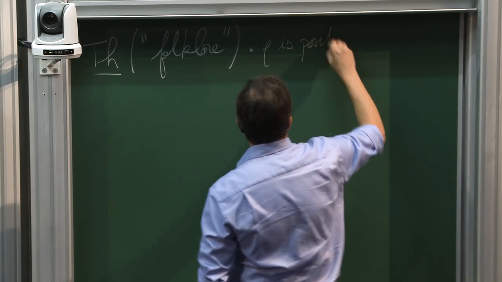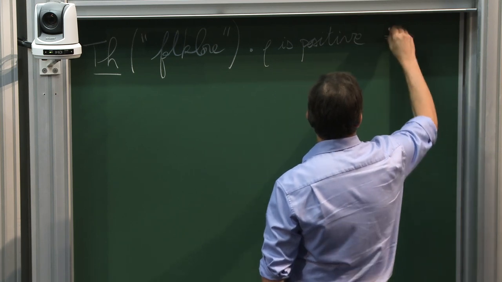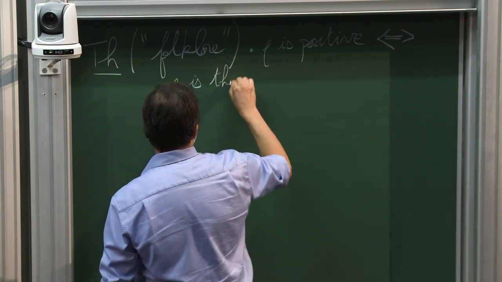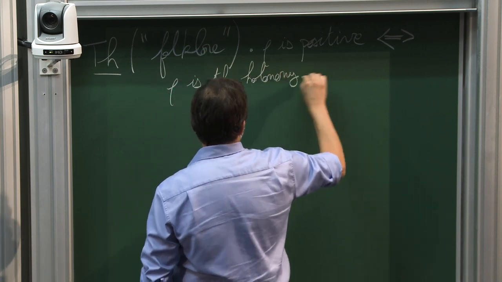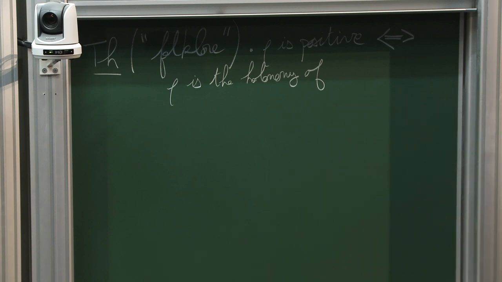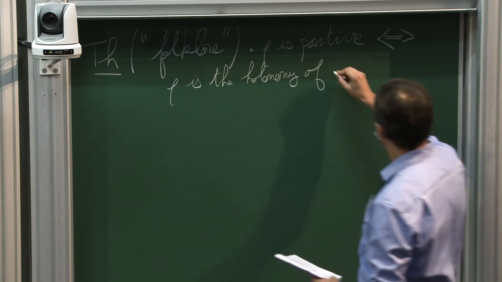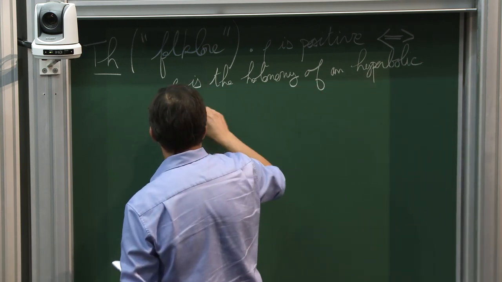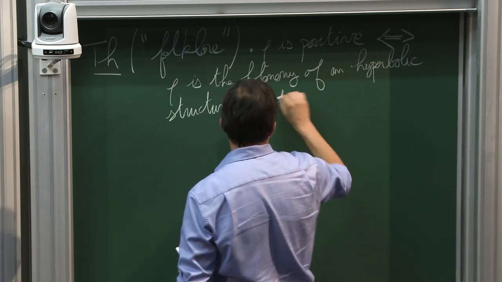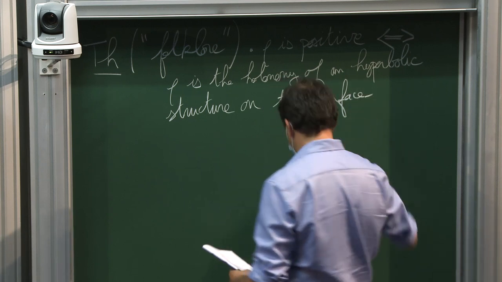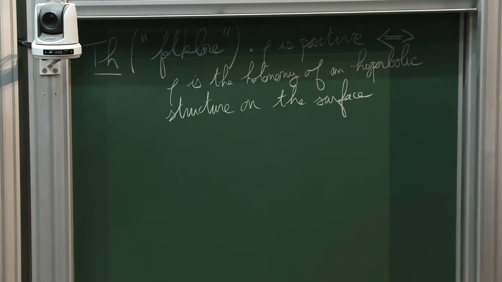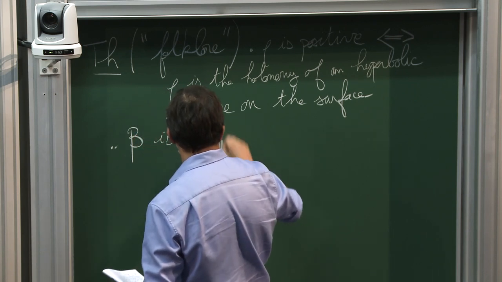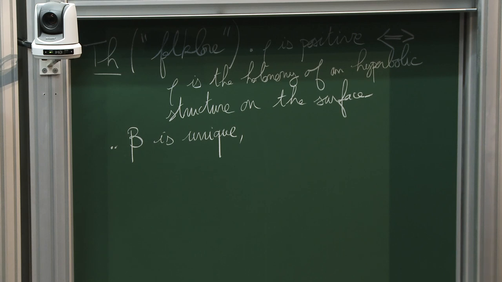So a representation is positive if and only if it belongs to the Teichmüller space, so it is the holonomy of a hyperbolic structure on the surface. So the equivariant map is unique. It is continuous.